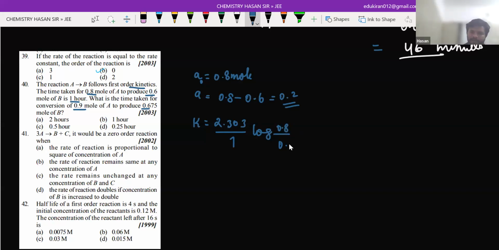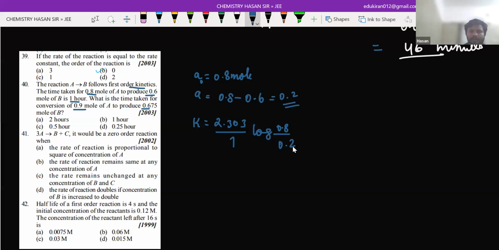So with the help of the first one, we are going to calculate the value of K. The initial concentration is 0.8 mole. The final concentration will be 0.8 minus 0.6, because 0.6 mole of B is produced. So it is 0.2. Time is also given, 1 hour. So we can calculate K is equal to 2.303 upon t, times log of initial concentration 0.8 over final concentration 0.2.